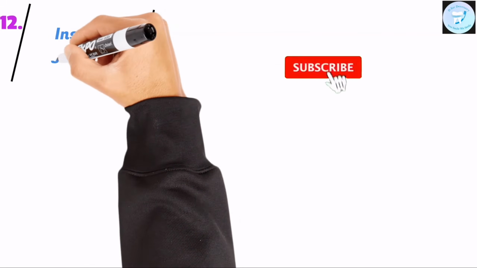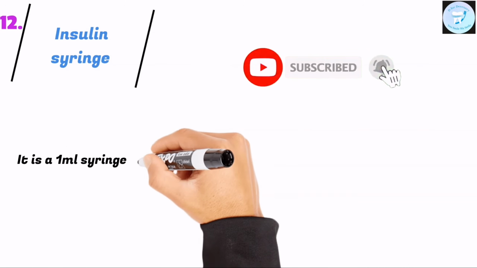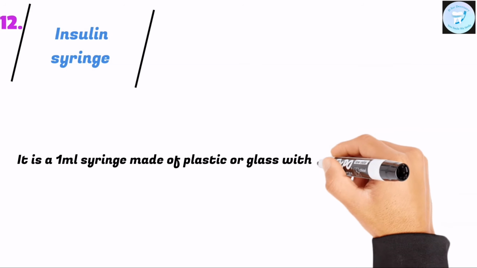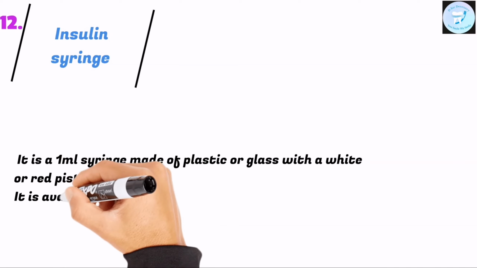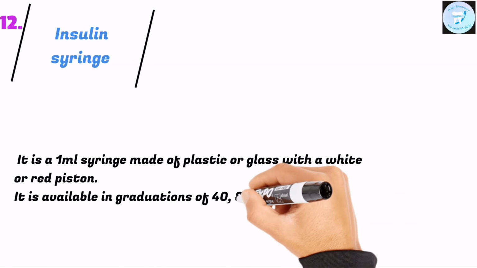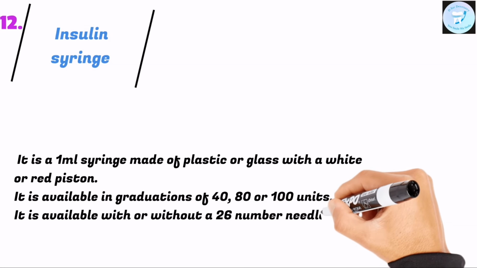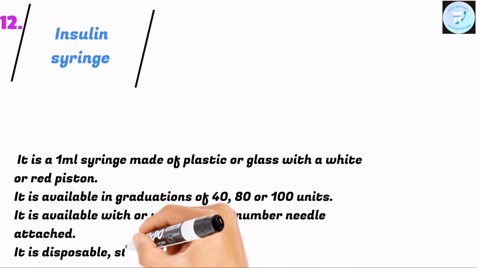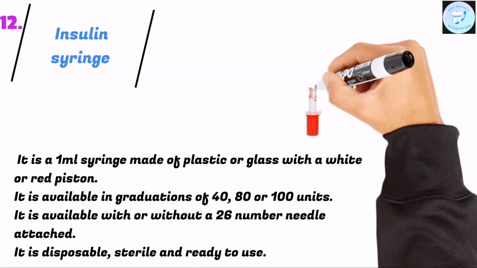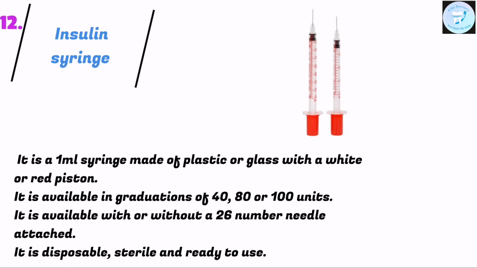12. Insulin syringe. It is a 1 ml syringe made up of plastic or glass with a white or red piston. It is available in graduations of 40, 80 or 100 units. It is available with or without a 26 number needle attached. It is disposable, sterile and ready to use.